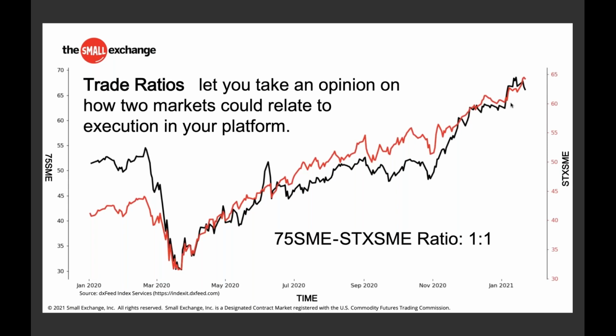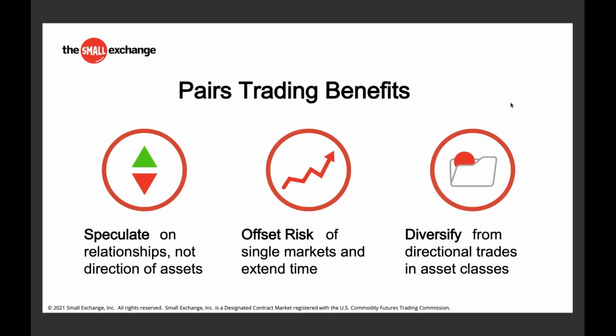But let's bring this back here, because that trade ratio lets you take an opinion on how two markets could relate to execution in your platform. And thankfully, these small products let you do that relatively simply with the 1-to-1 here in 75 versus STX. And it gives you a pretty easy execution of these different benefits that we have rolled through here before.